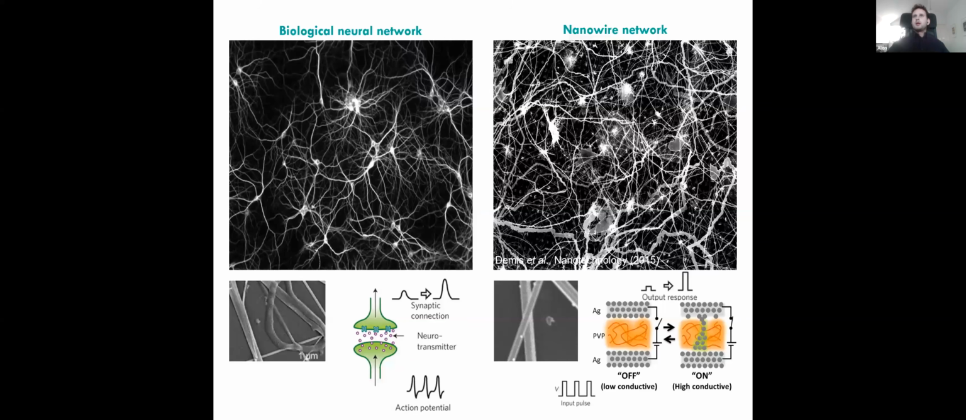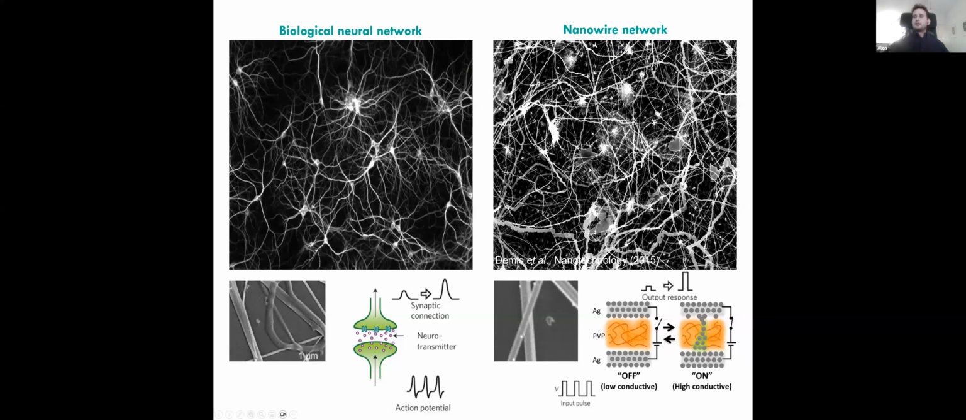So what are nanowire networks? Well, nanowire networks are typically made out of a simple material, like silver. They're nano, so they're really, really tiny, on the order of nanometers in width, about a 1,000th of the width of a hair. And they get to about 5 to 10 micrometers in length. So they're really long and very, very thin, quite similar to a neuron.